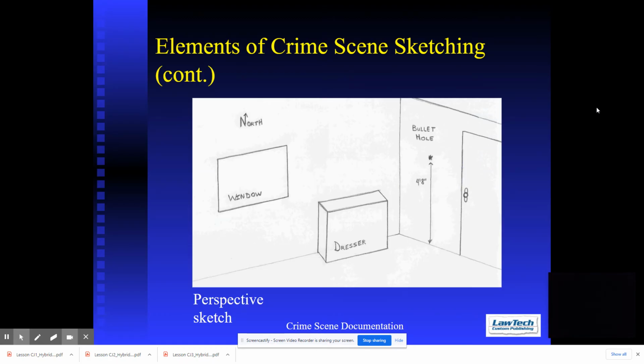And this would be your perspective sketch. Okay, notice that the lines in the corner meet at an angle, so it gives us that three-dimensional ability to figure out exactly what the size of this dresser is. Is it important in the case? Maybe, maybe not. That's where you, as the investigator, have to decide which sketches you're going to use. You have all of these sketches in your investigative arsenal, and it's up to you to decide which ones are going to tell the best story and which ones are going to help prove the different points of the case that you need to prove.